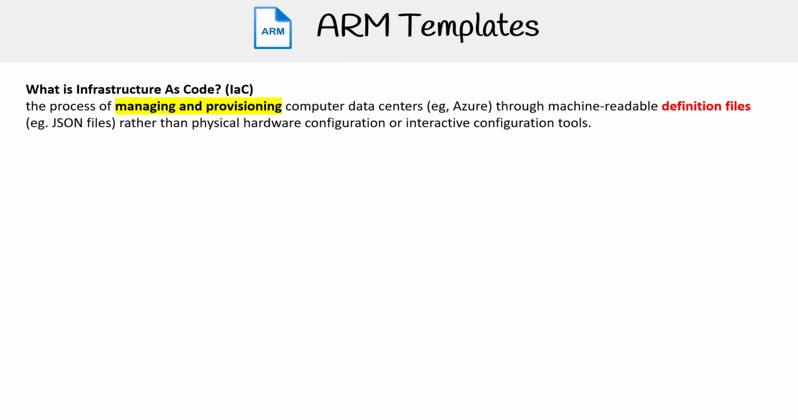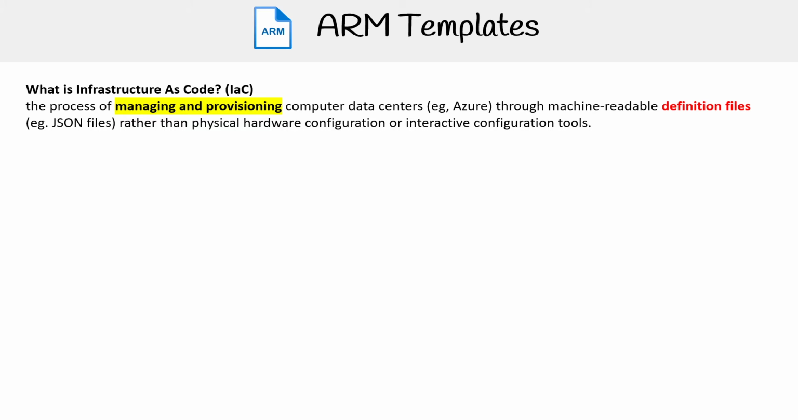So let's take a look at ARM templates. And before we jump into it, let's just make sure we're familiar with infrastructure as code, because that's what ARM templates are all about. This is the process of managing and provisioning computer-centered data centers, such as Azure, through machine-readable definition files, such as a JSON file, and in this case, an ARM template, because that's all it is, a JSON file. And rather than physical hardware configuration or interactive configuration tools.